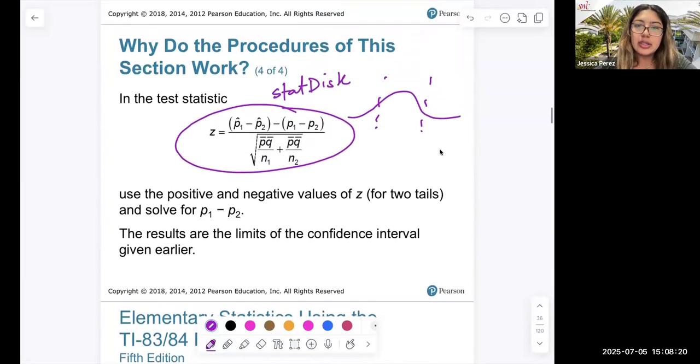And with that, we finish section 9.1. It's pretty nice and straightforward once you know how to use StatDisk. So StatDisk will be a lifesaver for chapter 8 and chapter 9. And I'll stop the recording now.